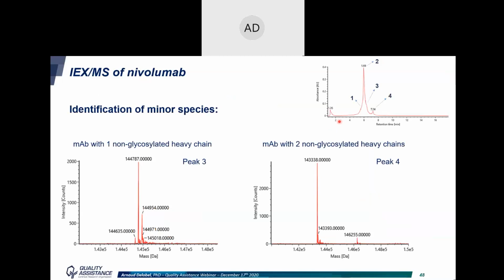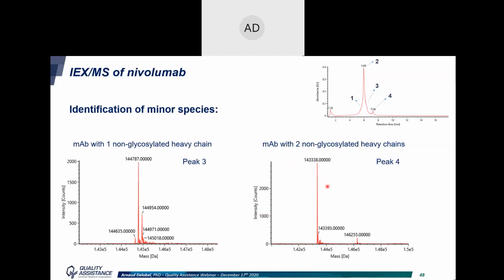If we analyze the minor species, you see here that we have peak 3 and peak 4. For peak 3, we detect the monoclonal antibody with one non-glycosylated heavy chain. So we still see G0F and G1F. And for peak 4, we get the mAb with two non-glycosylated heavy chains. So here, without any glycan on the chain.